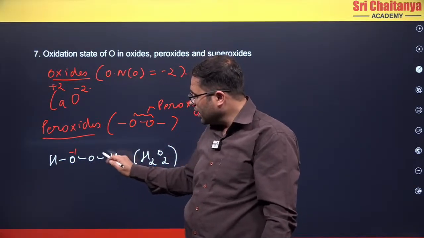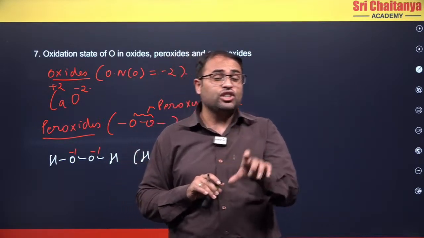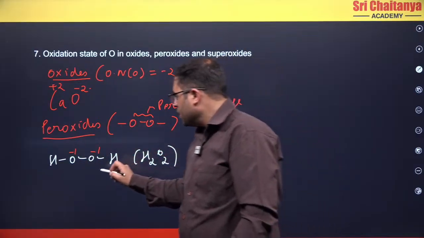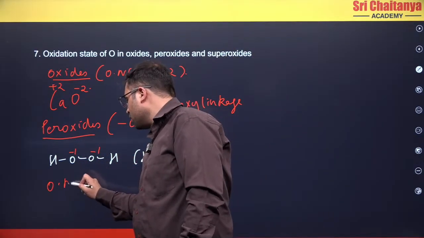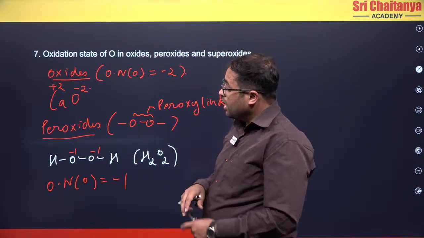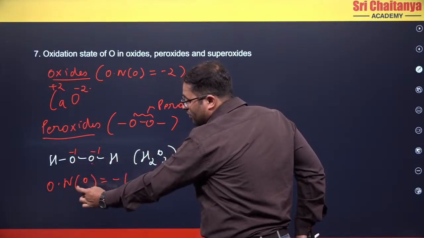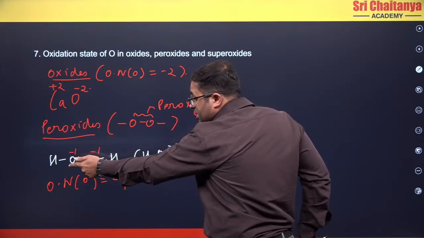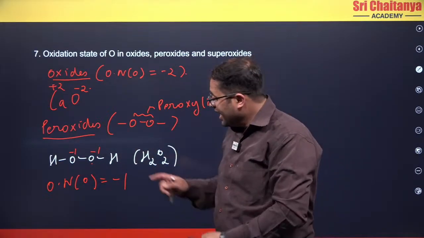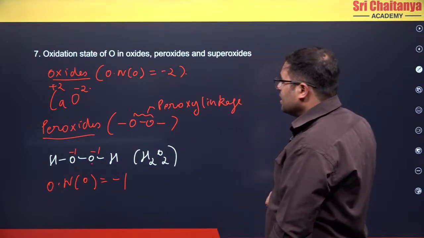Here again the same situation. Now I am going to ask you the oxidation number of any single O atom. The oxidation number of O will be -1. Remember, it is about an atom. Do not add these oxidation numbers and give -2 here. The oxidation state of one atom, always one atom we talk about, is -1. I think that is clear.